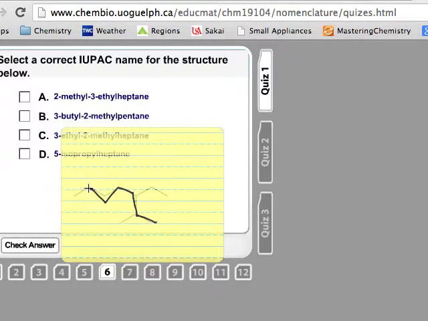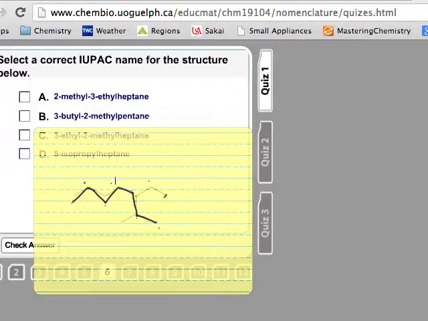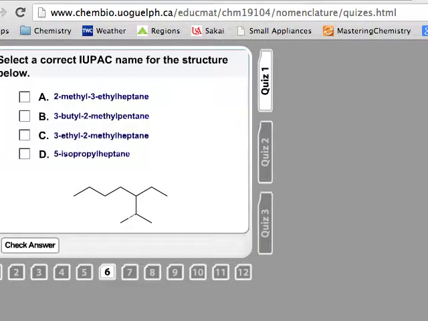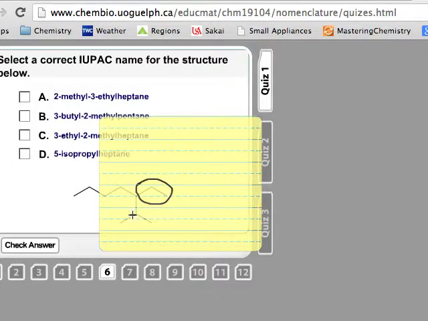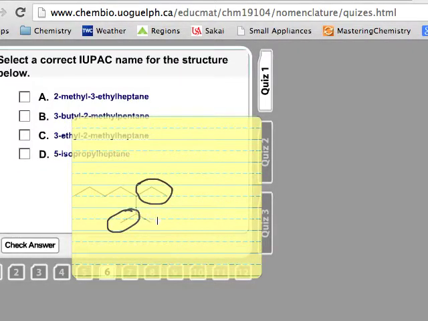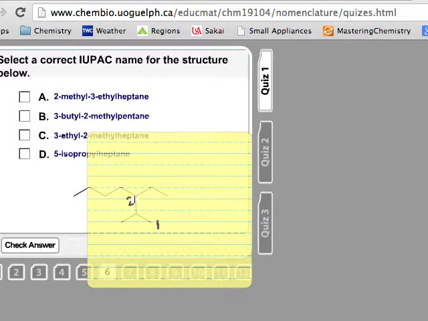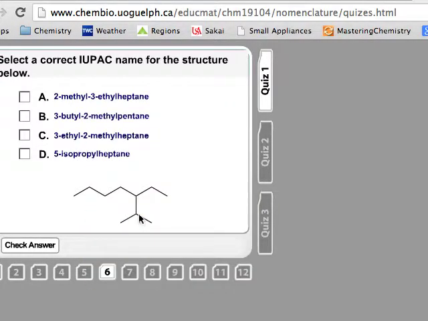This one being the longest chain, it's the same length. 1, 2, 3, 4, 5, 6, 7. So they would be the same. But I'm picking the least branched substituent by doing it this way, so that now my substituent is here, an ethyl group, and a methyl group again. And obviously I want to start numbering from this end. 1, 2, 3. So it is 3-ethyl, 2-methyl, heptane.